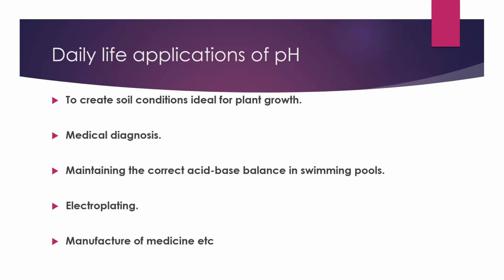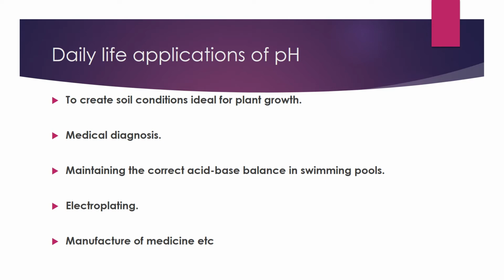What is the importance of pH in daily life? Applications of pH are very diverse. One is to create soil conditions ideal for plant growth. Plants grow at varying pH. They cannot grow at a very low pH or at a very high pH, so there need to be moderate conditions for plant growth. There is a particular pH range in which plants can grow easily. So to create the soil conditions ideal for plant growth, we use pH.